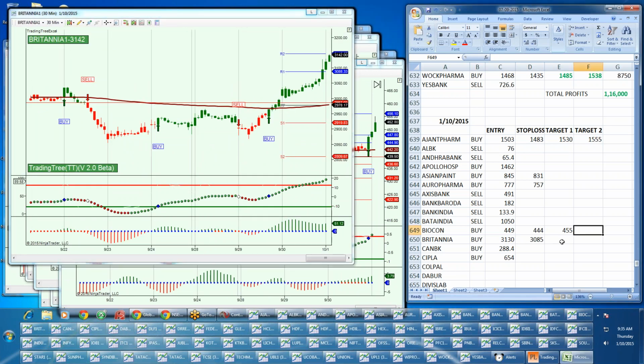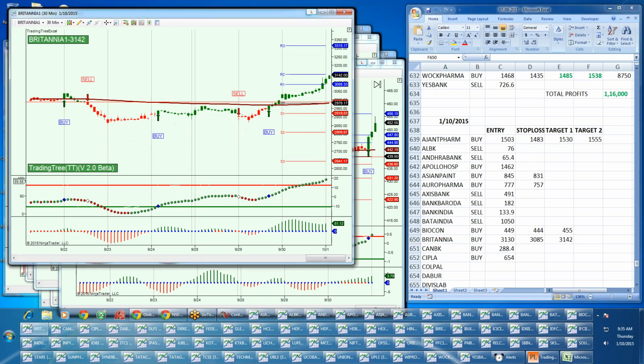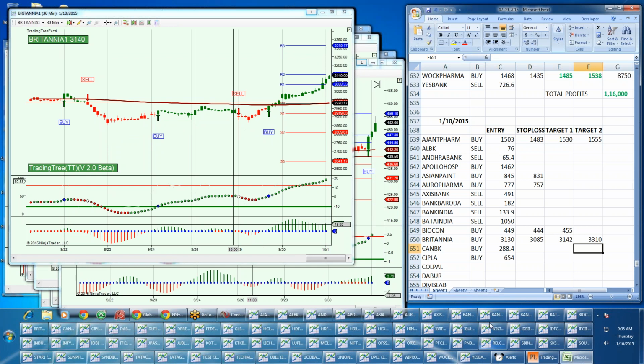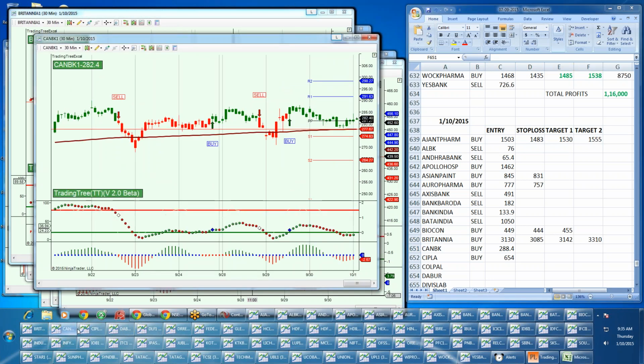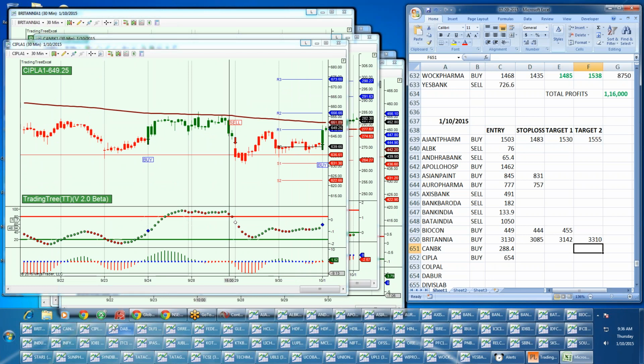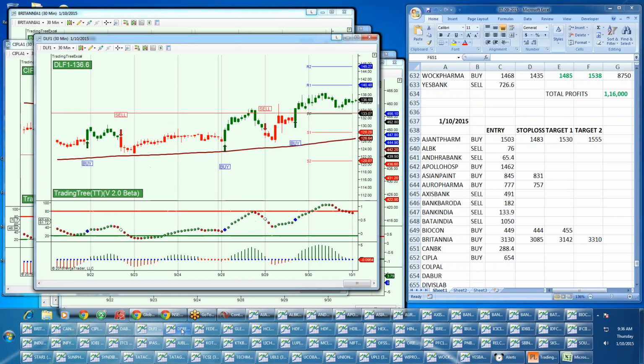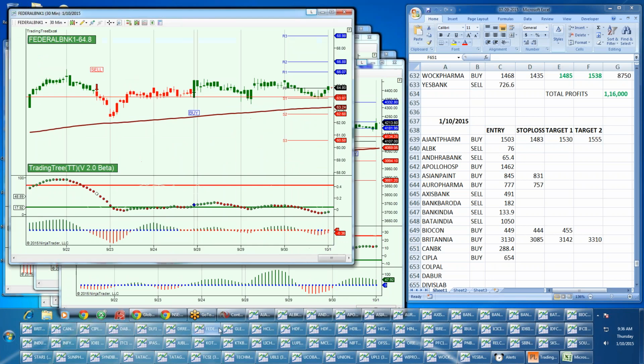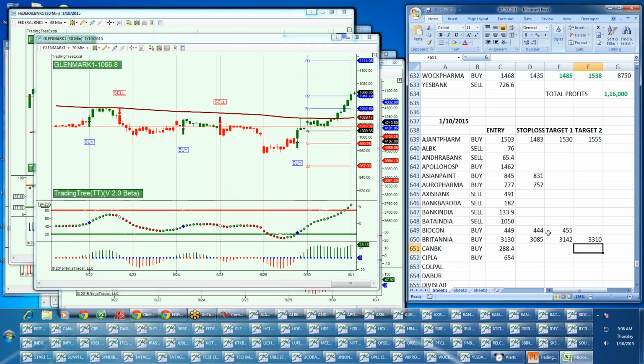So Britannia, you can just see that 3142, that's my first target. I have the next target as 3310. Cipla will wait till it crosses this brown line. That's Glenmark.